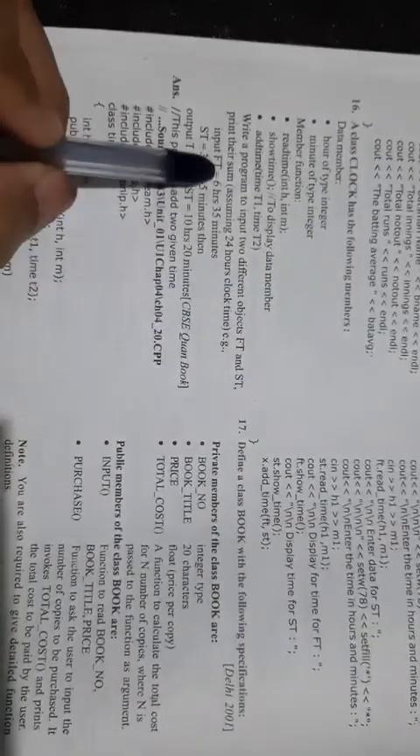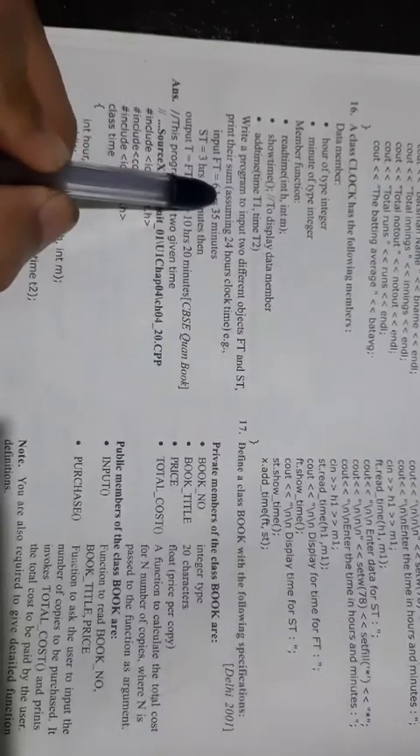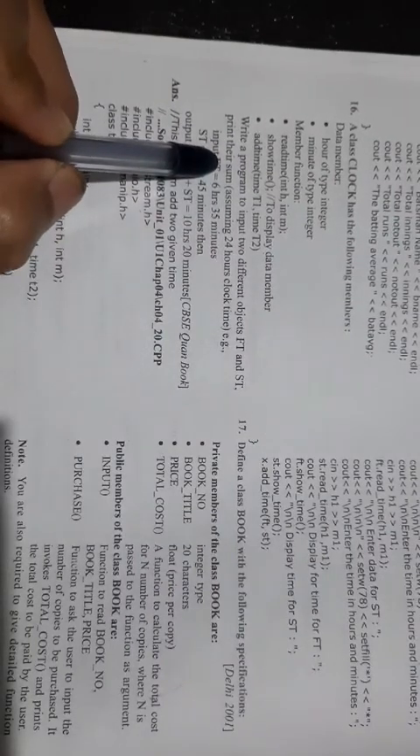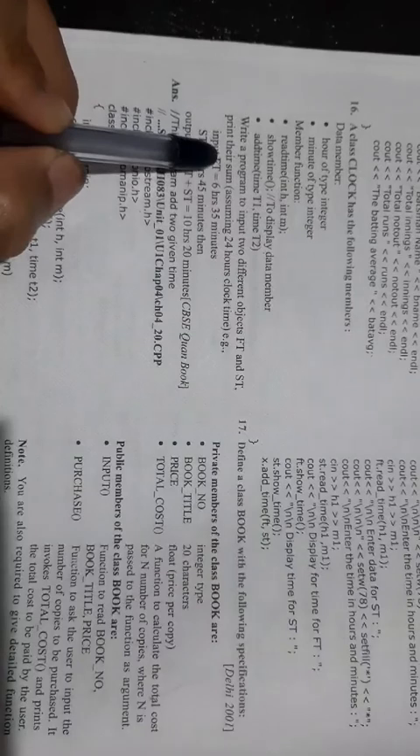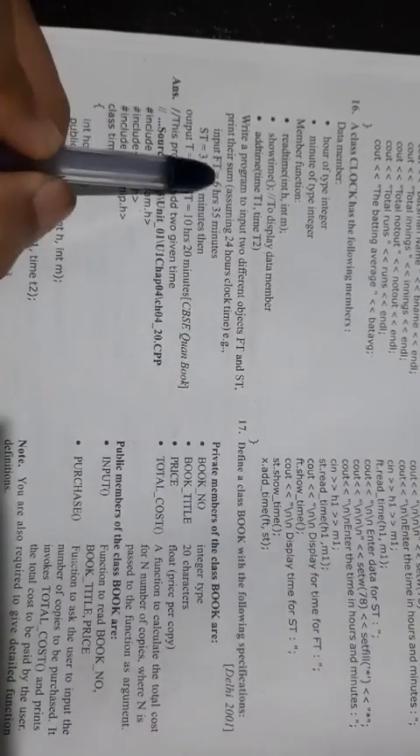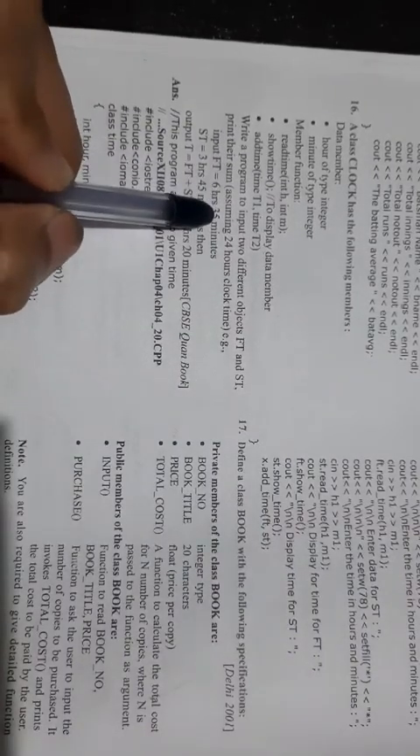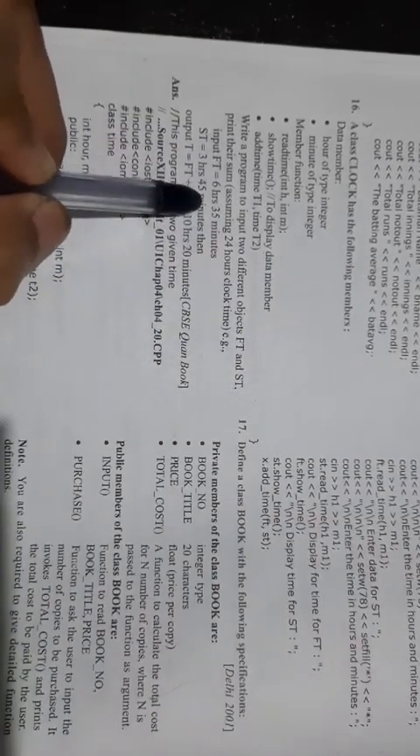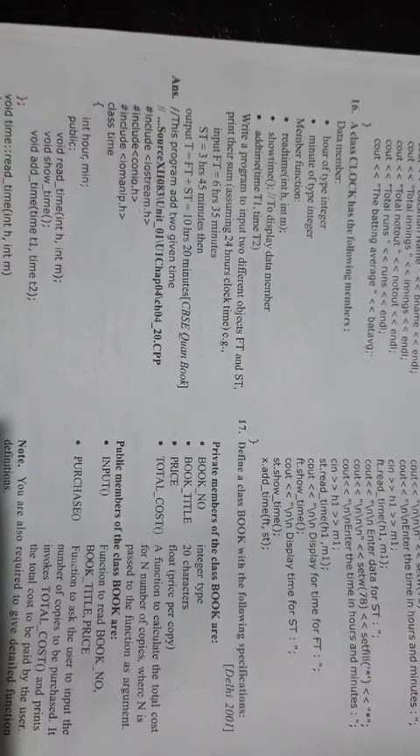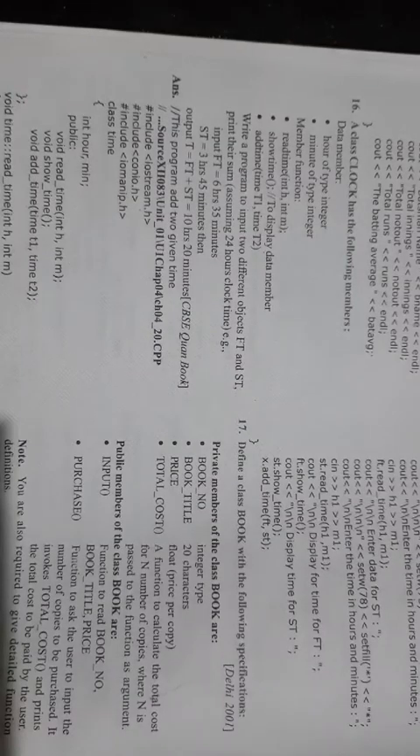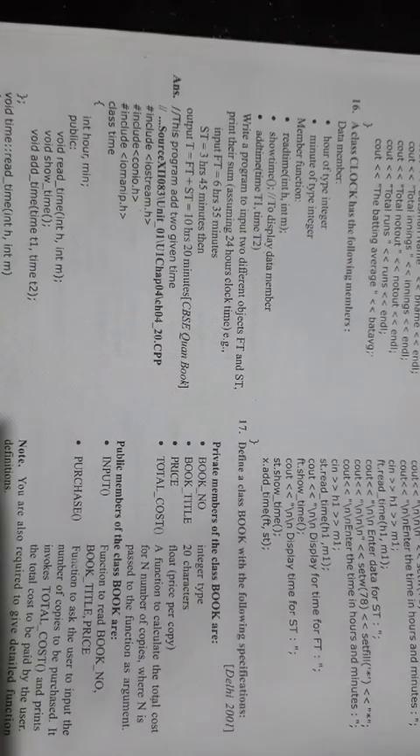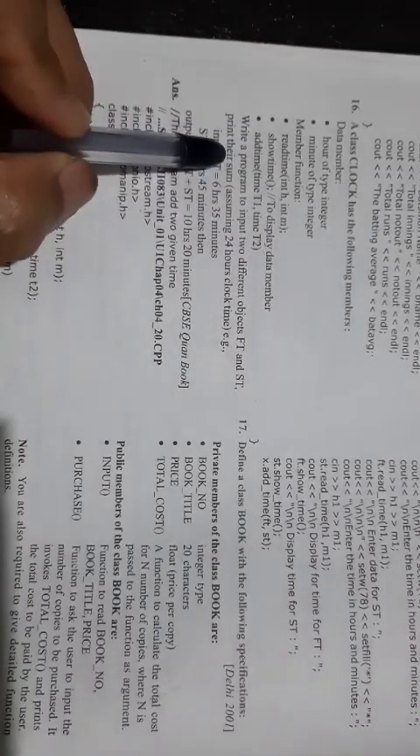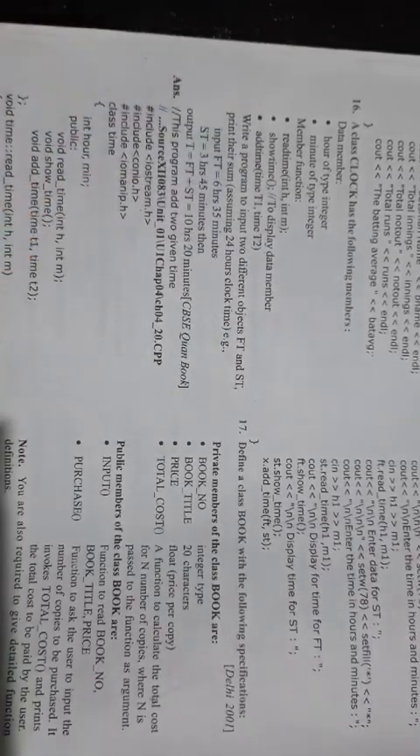Suppose the first object, as in this example ft, the first time, will accept, say, 6 hours and 35 minutes. And then the second object will accept the value of, say, 3 hours 45 minutes. So we have to calculate the time for two durations, first time and second time. And then next we have to print their sum. That means we have to calculate the first time plus the second time.